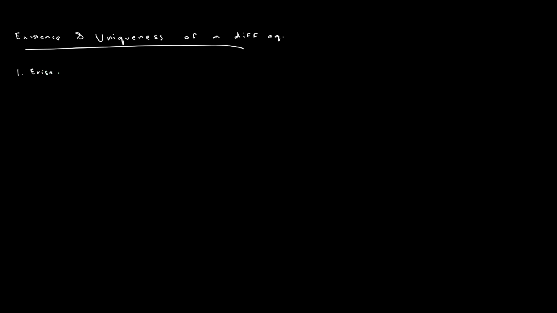So the final thing we'll talk about is this idea of existence and uniqueness of a diffie-q. And let's just cover existence. So existence is basically, given a diffie-q dy over dx is equal to some function f of x, y, do we have a solution?